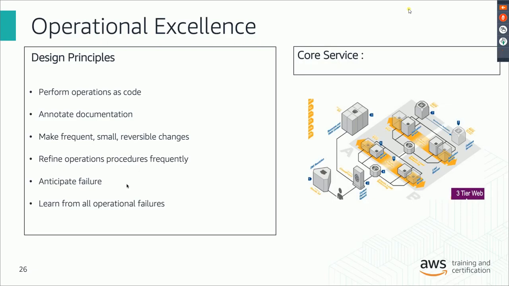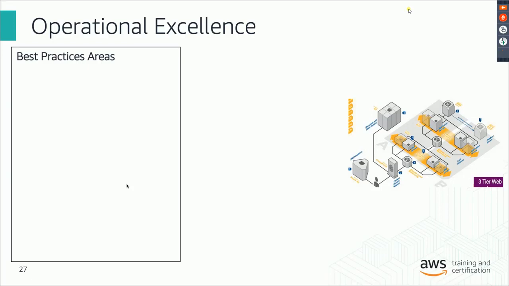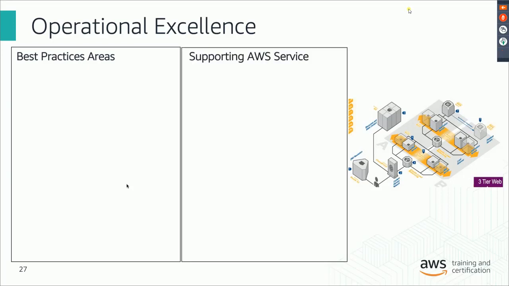Any guesses on operational excellence core services? Here it comes. It's CloudFormation. No guesses here. You need to have an ability to spin up your infrastructure as soon as possible. Okay. The best practices from an operational pillar perspective and the corresponding support services.